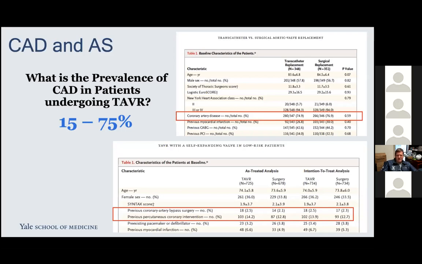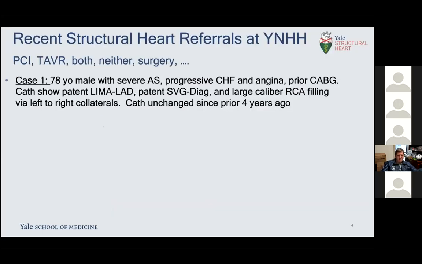I thought next what I would just do as sort of an icebreaker here is talk a little bit about some recent structural heart referrals that we've had at Yale, who have raised the question of should they have a PCI, should they have a TAVR, should they have both, should they have neither, or should they have surgery? And so I'd ask the fellows to think a little bit about these, and they can unmute themselves in a couple minutes and we'll get their input.